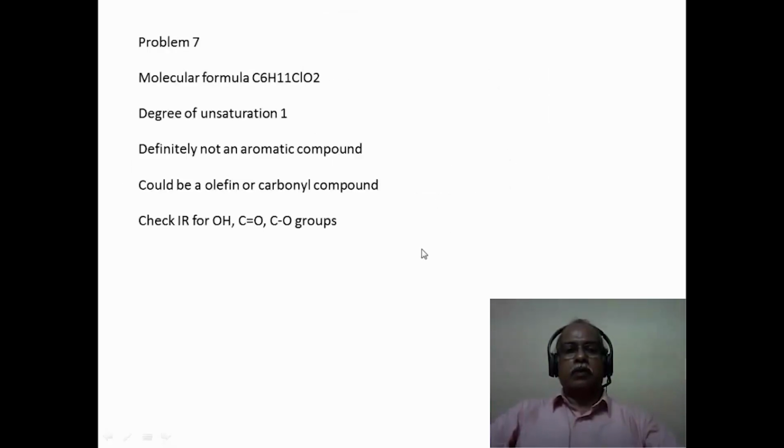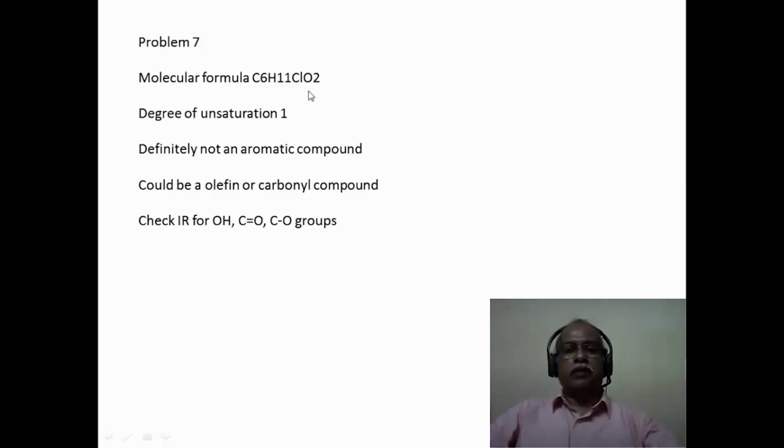Let us move on to the next problem. The next problem, the molecular formula is given as C6H11ClO2. The degree of unsaturation is 1. So you can immediately conclude that this is definitely not an aromatic compound, because an aromatic compound will be highly unsaturated in nature. A degree of unsaturation of 1 is probably due to a C double bond C or a carbonyl functional group alone, and not an aromatic compound.